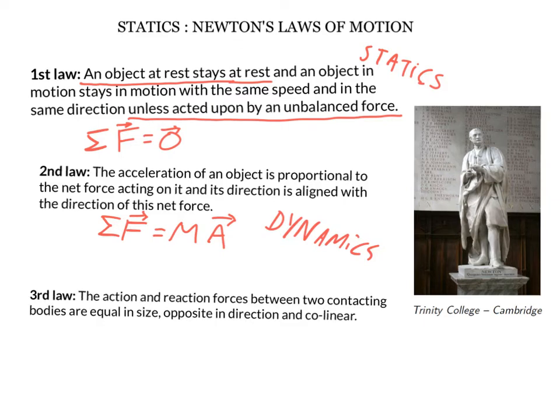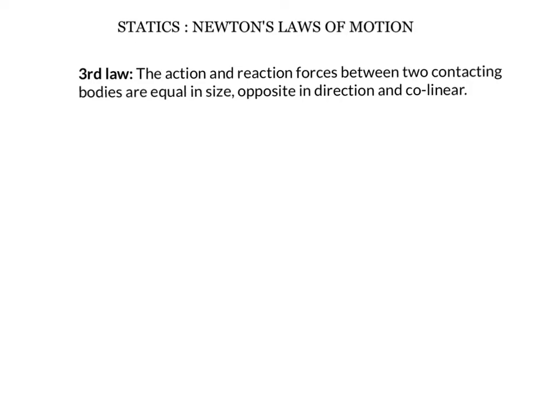The action and reaction forces between two contacting bodies are equal in size, opposite in direction, and collinear. What does this mean? Let's consider the case of a large weight which is placed on a table. We will look at the combination of weight and table, as well as at the table and the weight separately. I will draw them first.